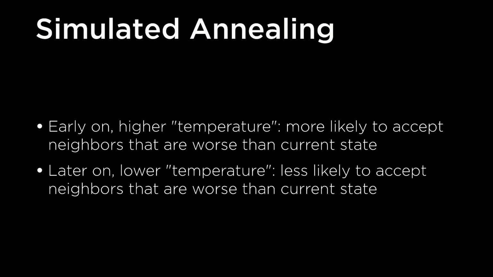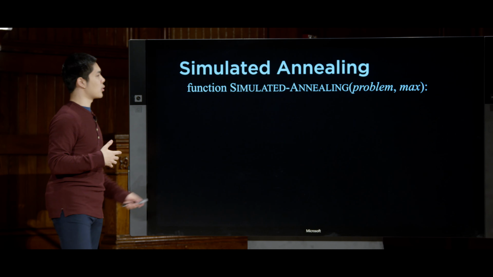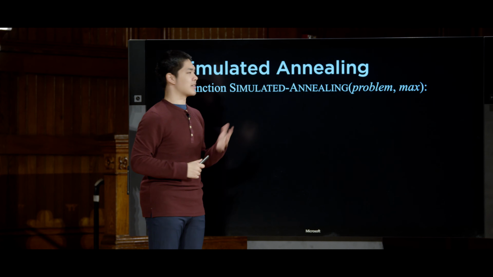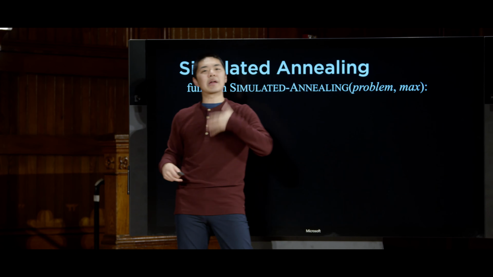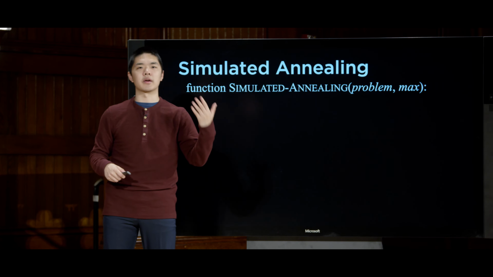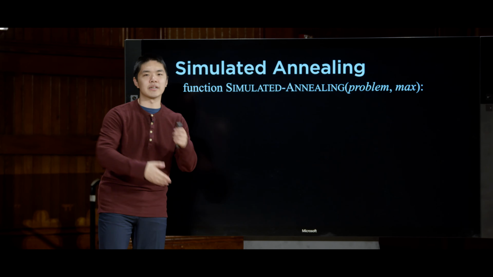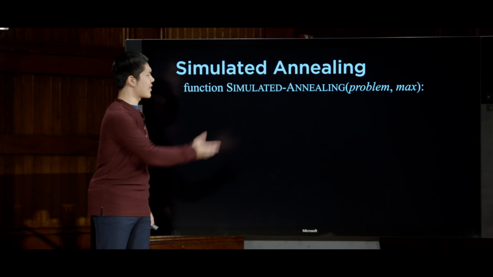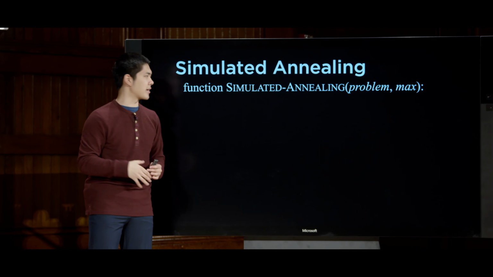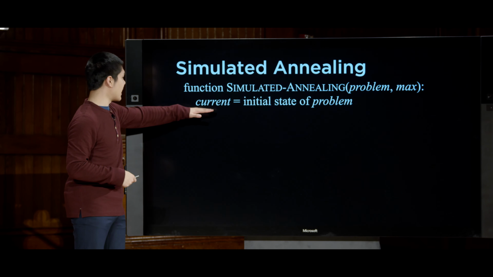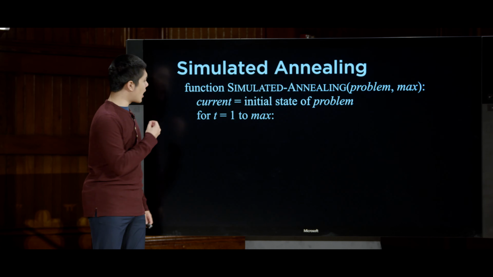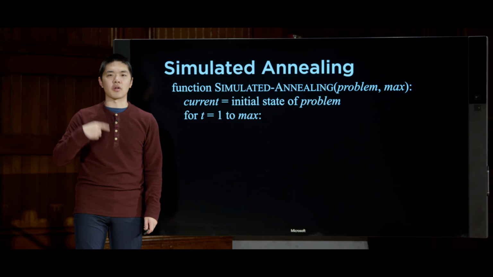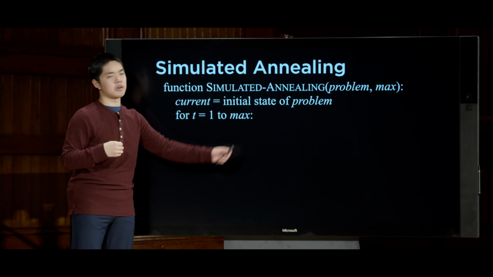Now, to formalize this and put a little bit of pseudocode to it, here is what that algorithm might look like. We have a function called simulated annealing that takes as input the problem we're trying to solve, and also potentially some maximum number of times that we might want to run the simulated annealing process. How many different neighbors are we going to try and look for? And that value is going to vary based on the problem you're trying to solve. We'll again start with some current state that will be equal to the initial state of the problem. But now we need to repeat this process over and over for max number of times.